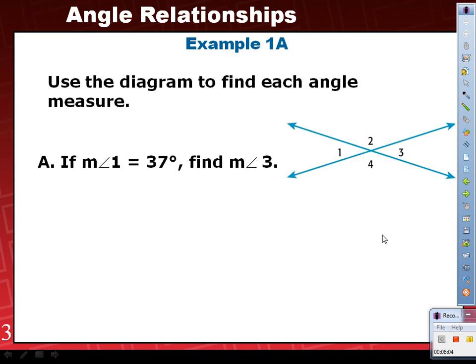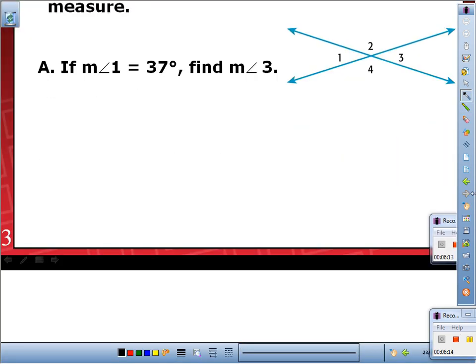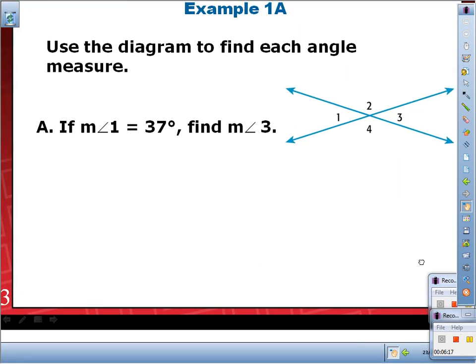So last time we did example 1A, is that correct? Yes? Okay, copy that. We're going to do that again because I sense a disturbance in the force. Example 1A says, use a diagram to find each angle measure.